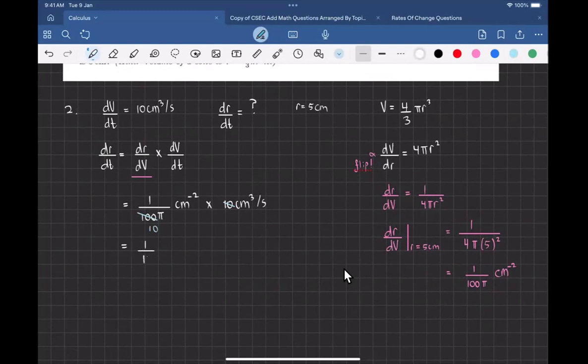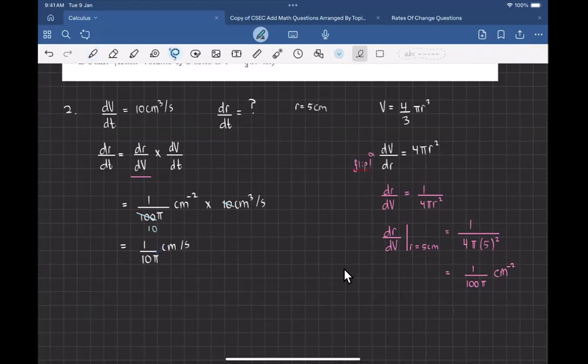So 1 over 10 pi, centimeter to the minus 2 times centimeter cubed, same base, multiplication, add the powers: 3 minus 2 is 1. So that's just centimeters per second. That's the answer.